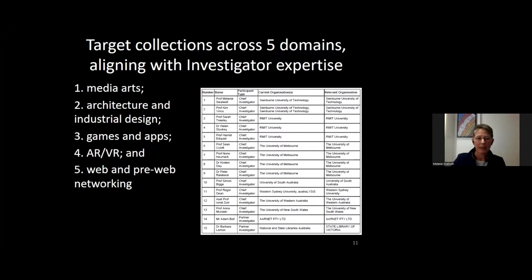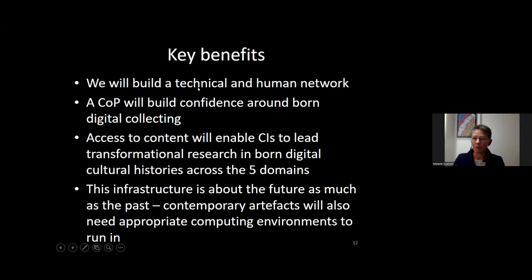Right, to finish up, we're going to be building a technical and human network. That is our conception of infrastructure. It entails both. A community of practice is going to help build confidence, not just that collecting organisations can offer their existing collections and make them available to researchers, but it is also going to build confidence, I think, in the now about born digital collecting going forward. There's been a reticence because people haven't known how they're going to make born digital content accessible. Access to content is, I think, going to really enable chief investigators to lead research. It's pretty startling across these five domains. And this infrastructure, it's important to note, is about the future as much as the past.